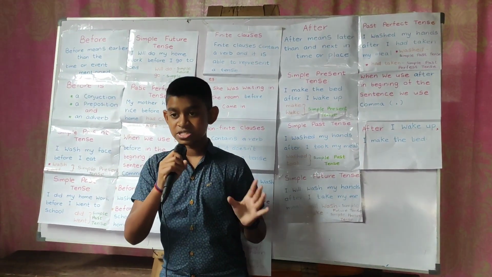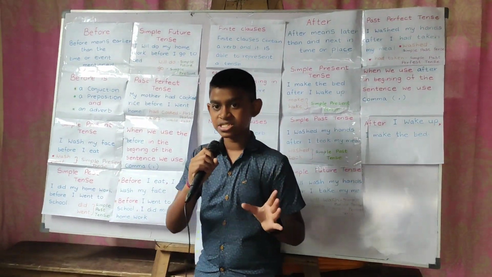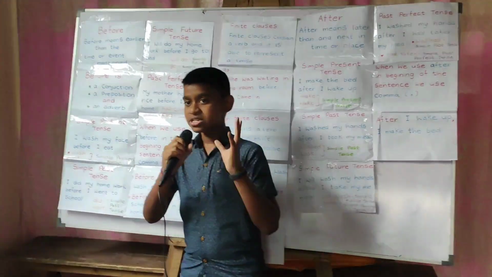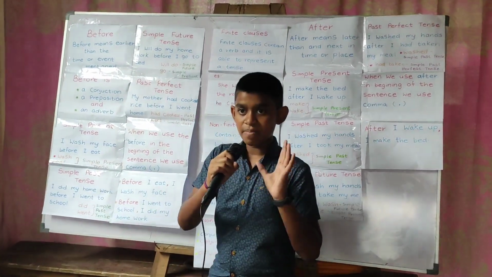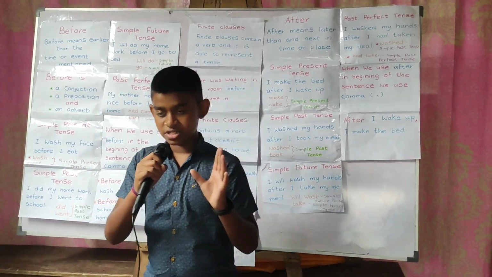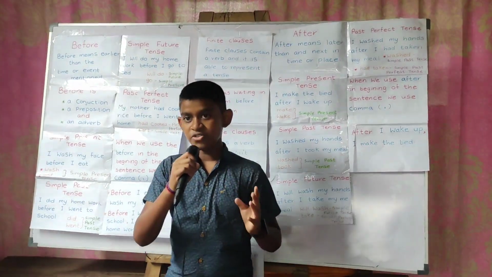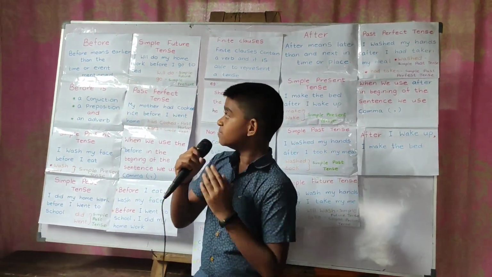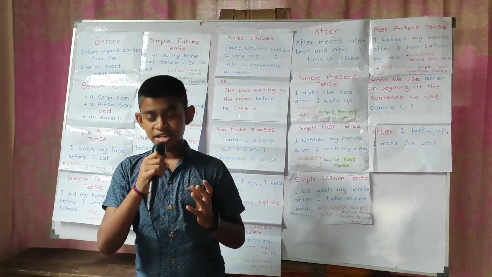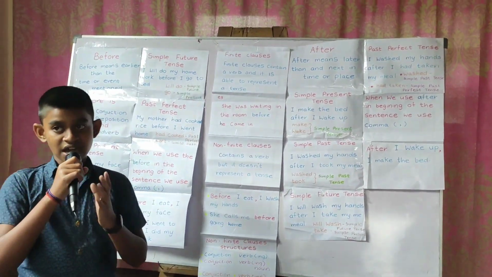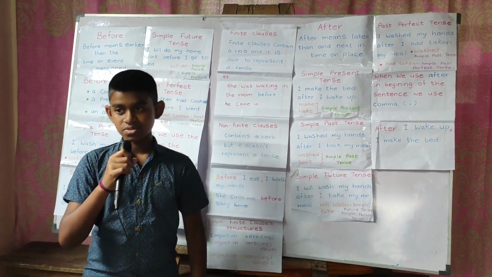Today I'm going to talk about three common conjunctions in the English language. Before I talk about my topic, I'm going to divide it into four subtopics. First I'm going to talk about conjunctions, second about before, third about after, and I'm also going to talk about because.